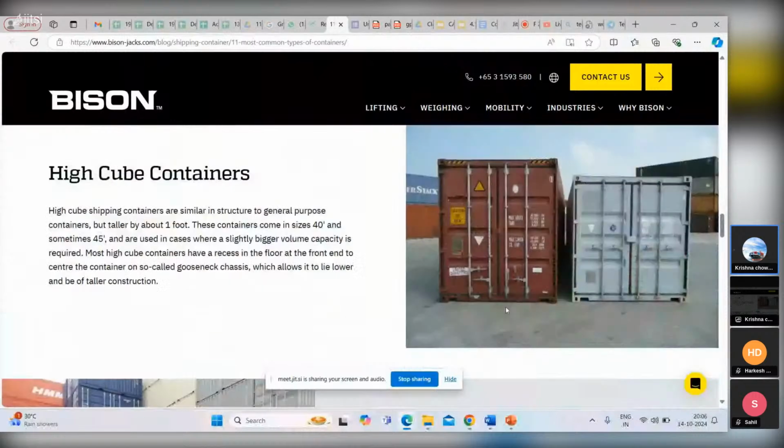High cube containers. So you see, this is the normal size of container, and this is a little high cube. High cube containers are similar in structure to general purpose containers, but taller by about 1 foot. So it's called 45 foot. This is 40 feet in length, and this is 45 feet. These containers come in sizes 40 and sometimes 45, and are used where a slightly bigger volume capacity is required. Most high cube containers have a recess in the floor at the front end to center the container on a so-called gooseneck chassis, which allows it to lie lower and be of taller construction.